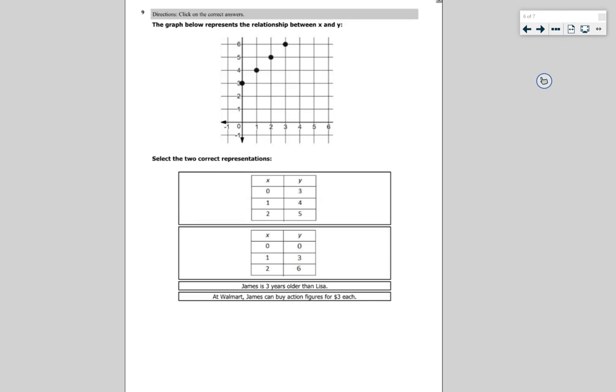You're looking at the 2 correct representations. So the first thing I'm going to do is go to the table. See how it's 0, 3? I'm going to look for the graph. Is 0, 3 there? Yes. 1, 4. Is it there? Yes. And then 2, 5 is there. So I know this must be the table.